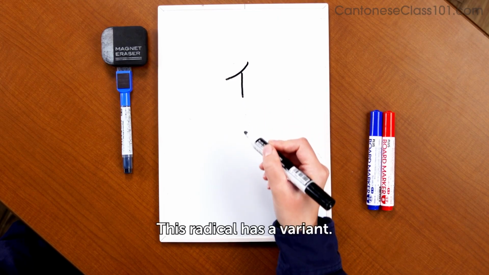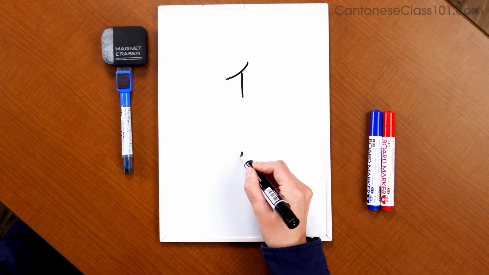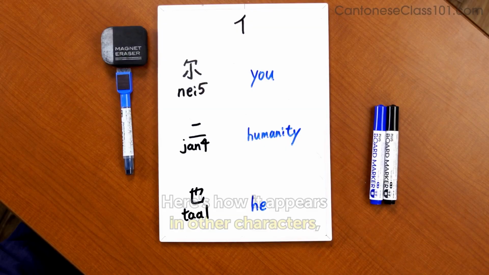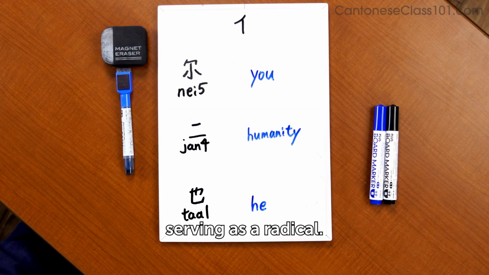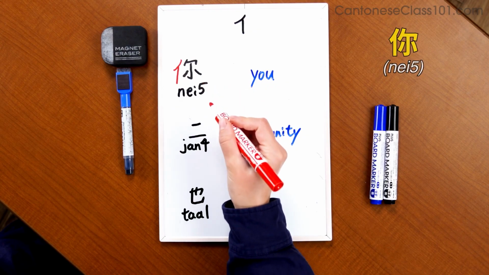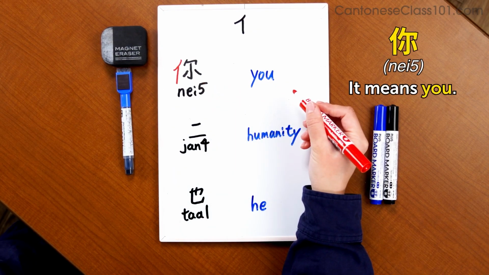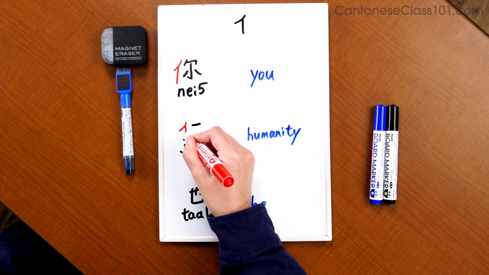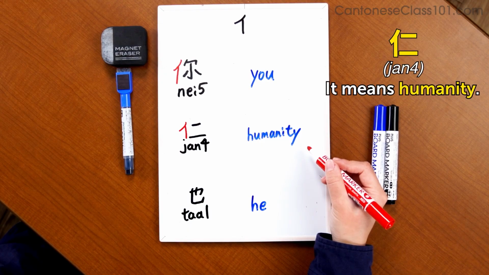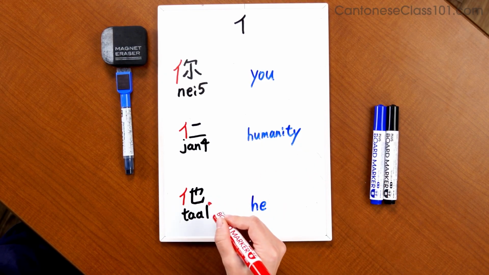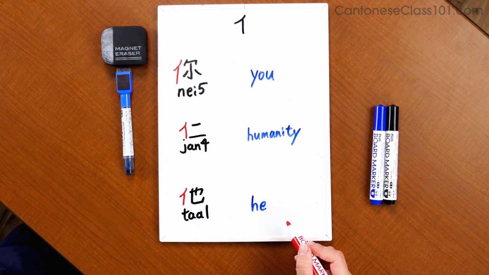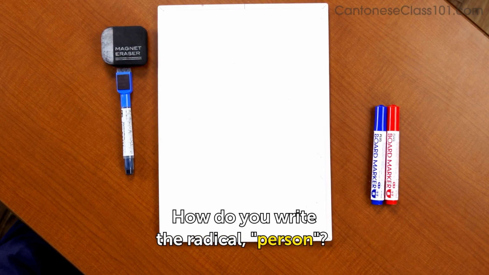This radical has a variant. Here's how it appears in other characters, serving as a radical. 你 It means you. 人 It means humanity. 他 It means he. Let's review. How do you write the radical person?